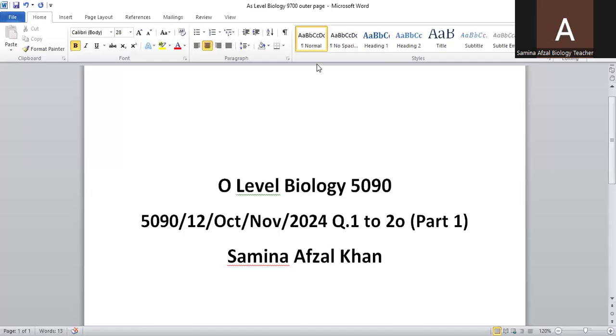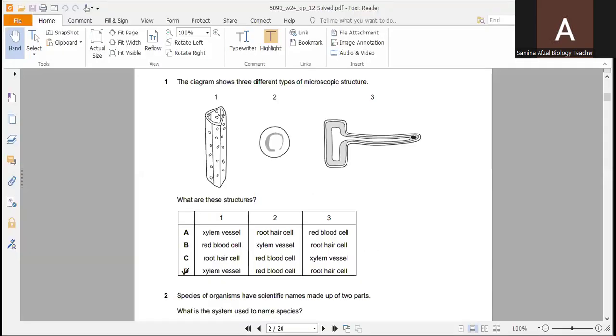O-Level Biology 5090, Paper 1, Variant 2, October/November 2024. Question number 1: the diagram shows three different types of microscopic structures, 1, 2, and 3.